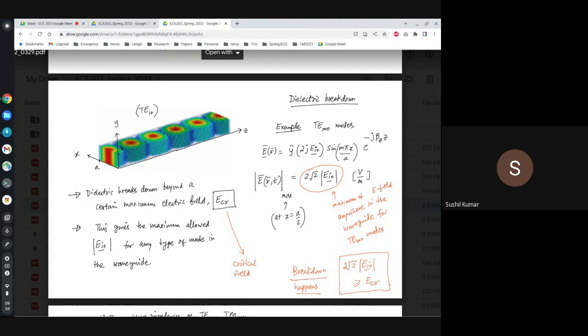This is when breakdown will happen if you choose to launch an amplitude which is higher than this value. So in that way, this amplitude should be less than or equal to E critical, which is a material parameter, divided by 2 square root of 2 to be safe. Let's just say that way, okay? For TE M0 mode, the way we have defined. Any questions on this?